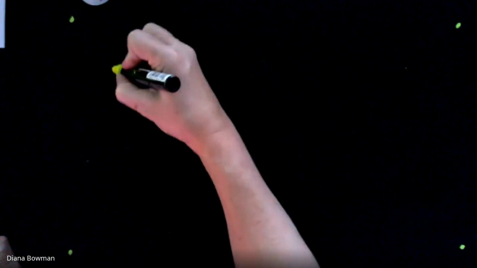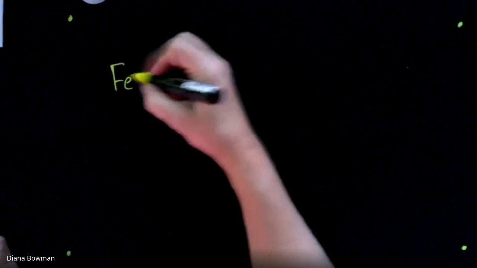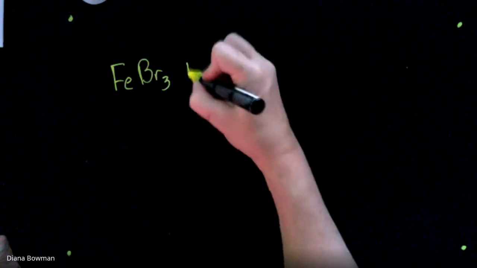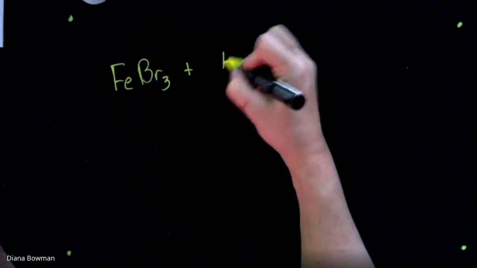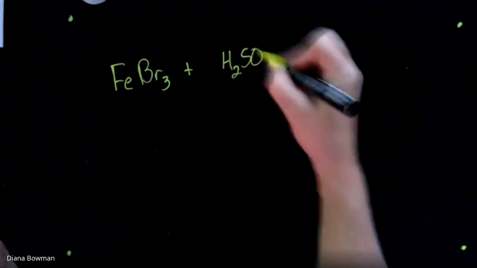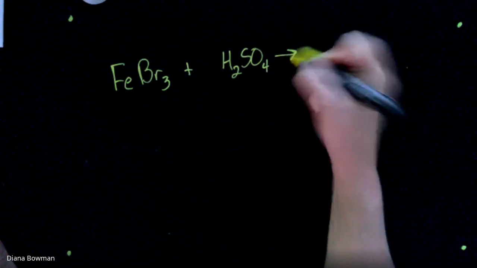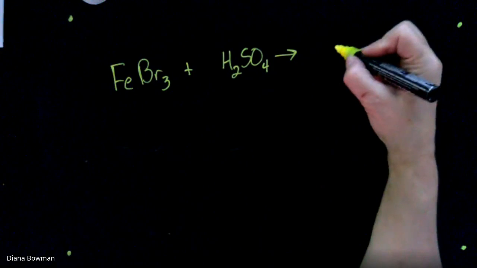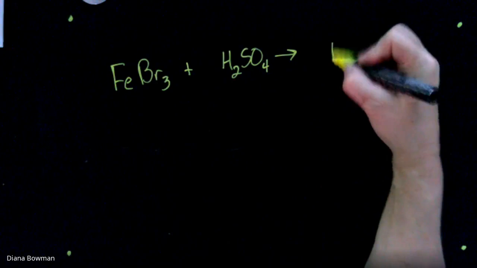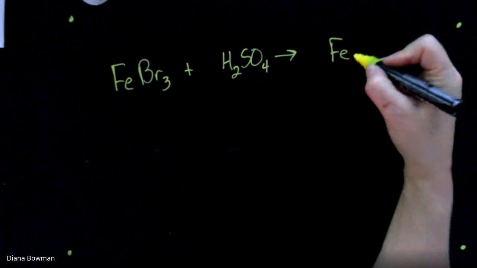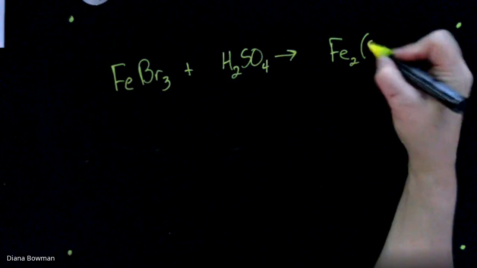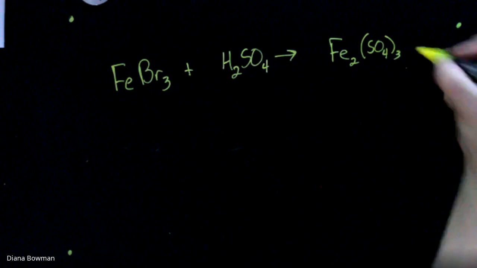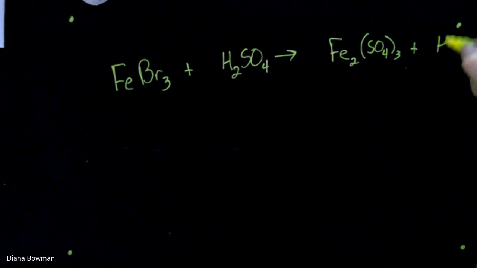Letter C is iron bromide, or FeBr3, plus H2SO4, which by the way is sulfuric acid. That is a bad acid right there. And then it's going to make on the other side iron sulfide, which is going to be Fe2(SO4)3, plus HBr.